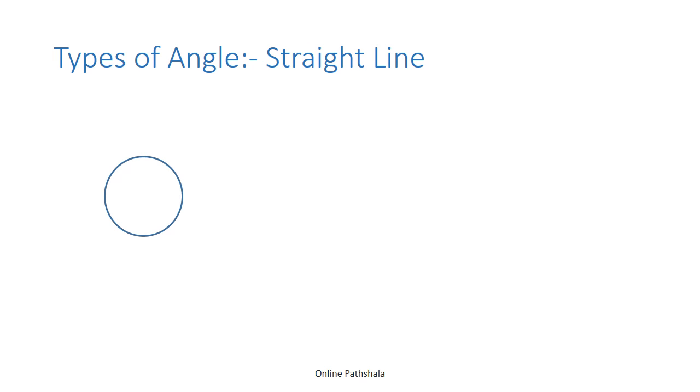The next angle is a straight line angle. A straight line angle is half of a full turn. So basically, this is the line, and when it goes back on the opposite side, it makes a straight line angle, and it's always measured as 180 degrees.